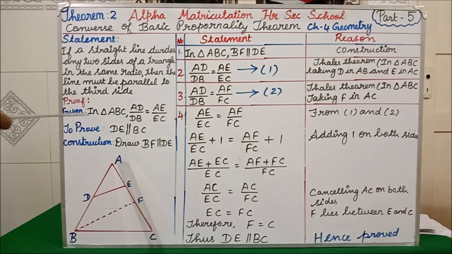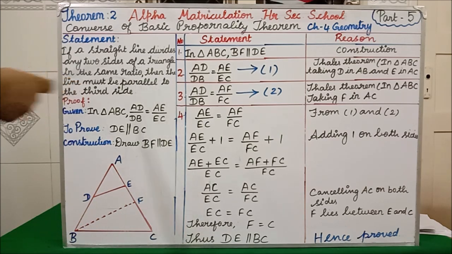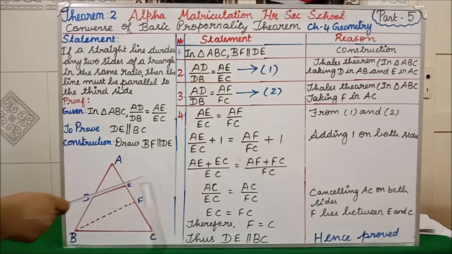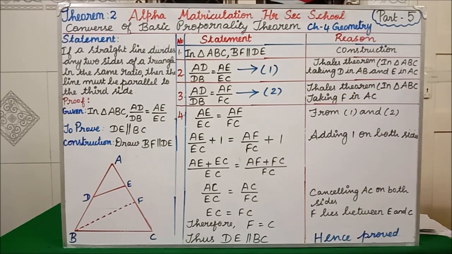Then what have they given? In the question, in triangle ABC, D is a point on the AB side and E is a point on the AC side, which means the corresponding sides divide in the same ratio. So how can we write now? AD divided by DB is equal to AE divided by EC. That is the second statement. We write the second statement by using Thales theorem in triangle ABC, taking D in AB and similarly E in AC.